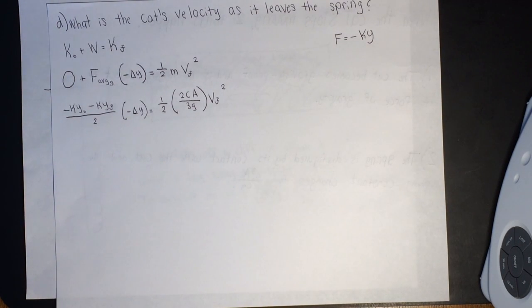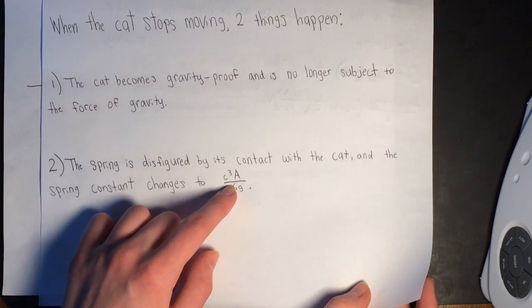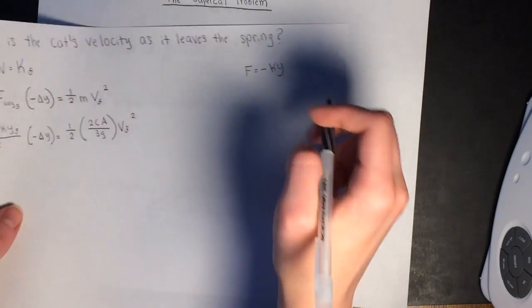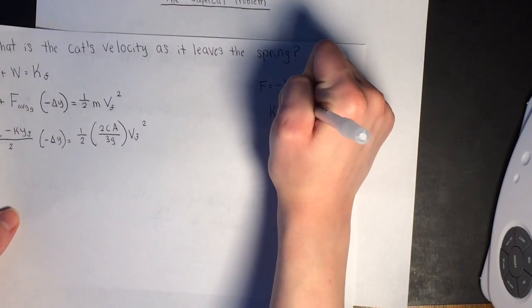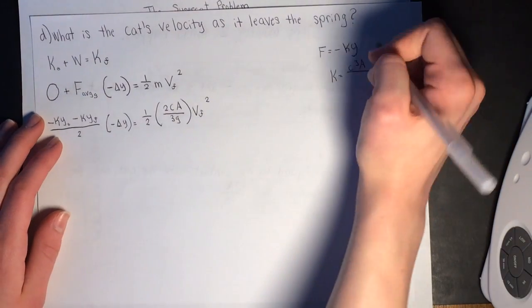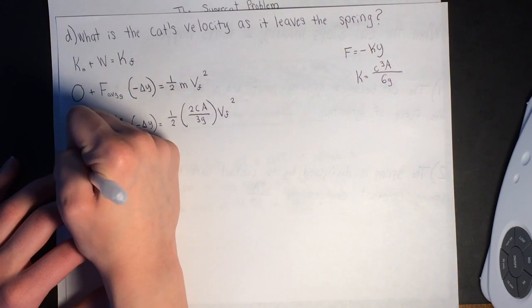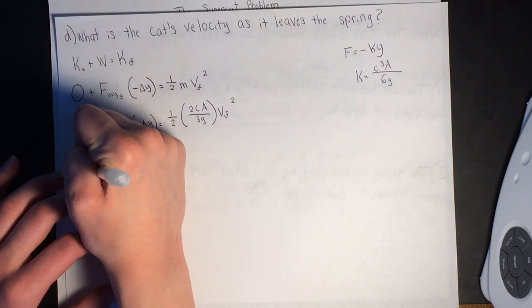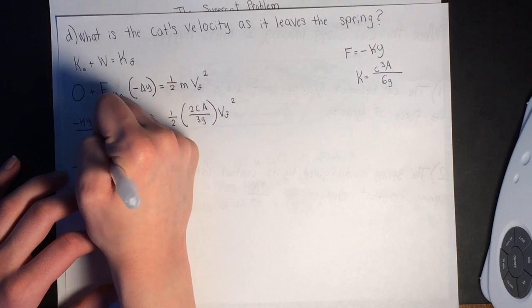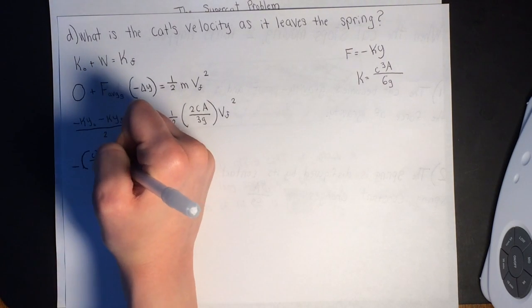Alright, plugging things in. The problem told us that now the spring constant is c cubed a over 6g. So we can plug that in here, plugging in for k: negative c cubed a over 6g times y naught.